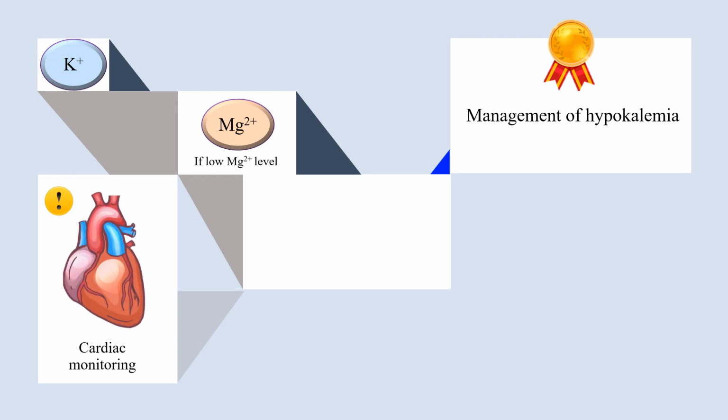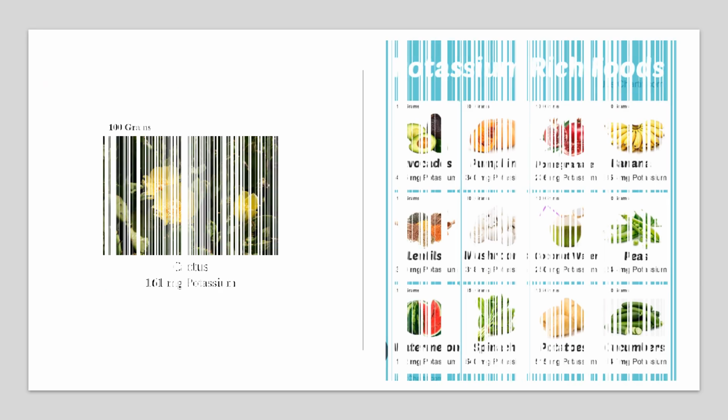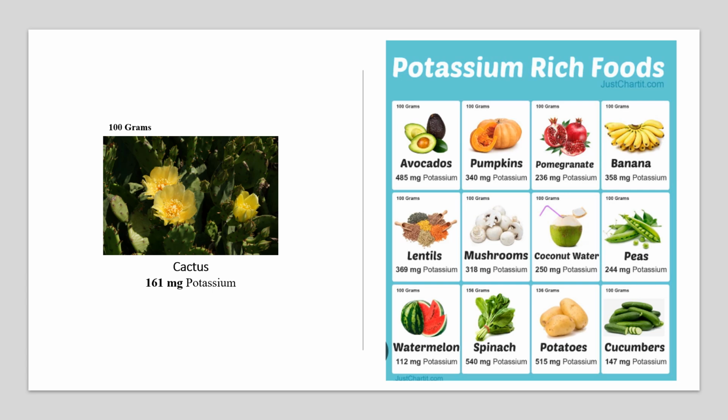How do we manage hypokalemia? Supplement potassium, orally or intravenously, depending on the severity. Concurrently, supplement magnesium if the serum magnesium level is low. Monitor for ECG changes and arrhythmias in severe hypokalemia. And of course, treat the underlying etiology or remove the inciting agent whenever applicable. Patients with recurring problems with hypokalemia may also be advised to increase intake of high potassium containing food.